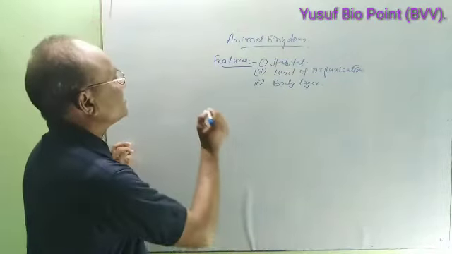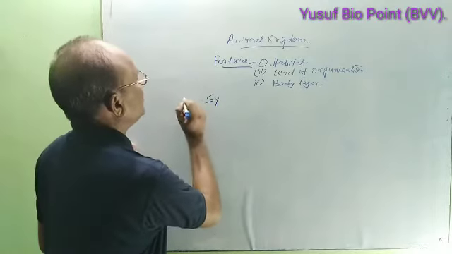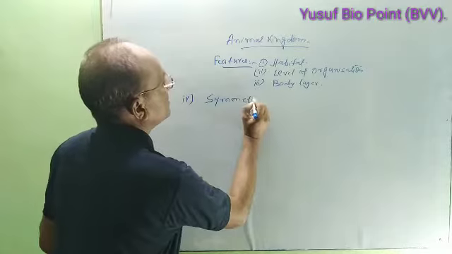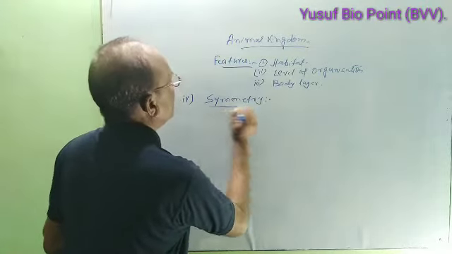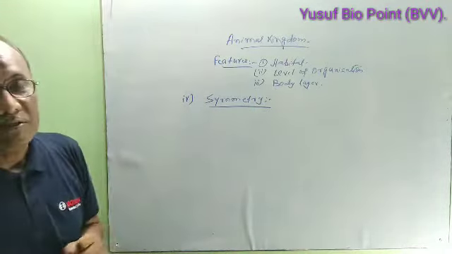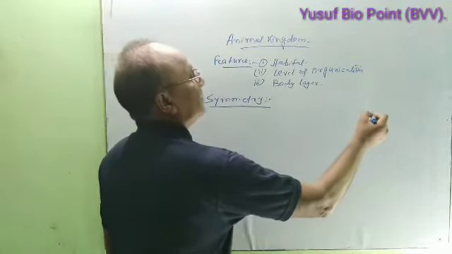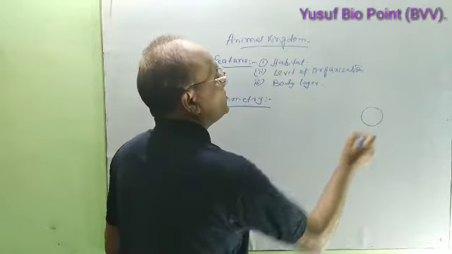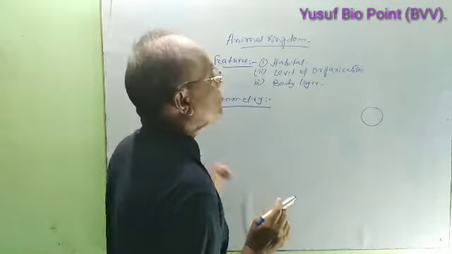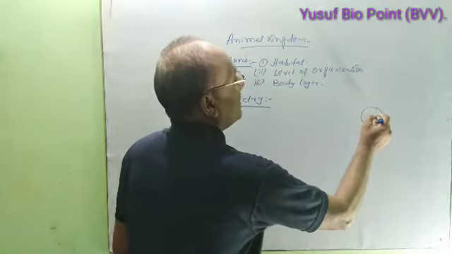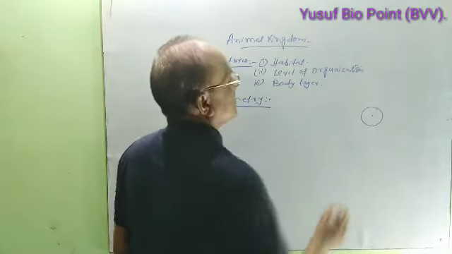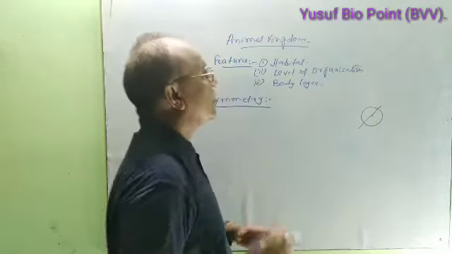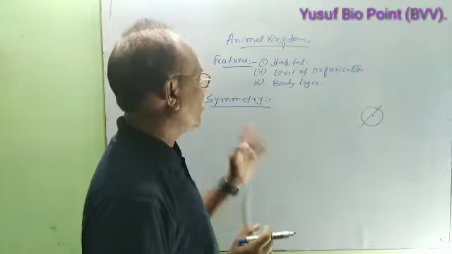Today we shall discuss the next feature, that is symmetry. Symmetry means if the body is cut into halves, and that line passes through the middle or center of the body, whether the cut parts are identical or not, that study is called symmetry.